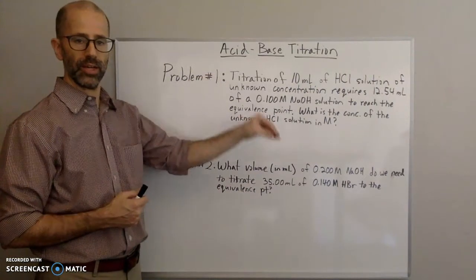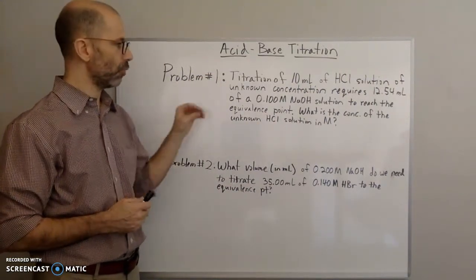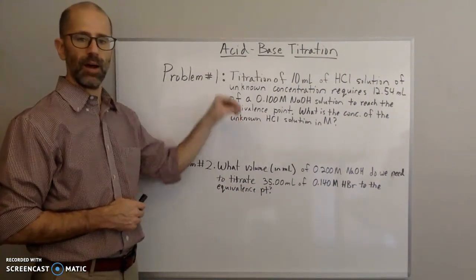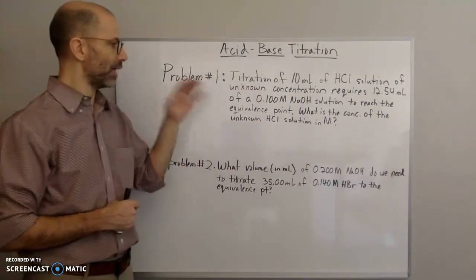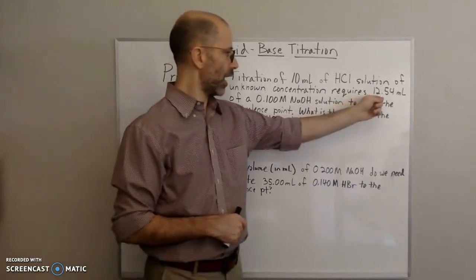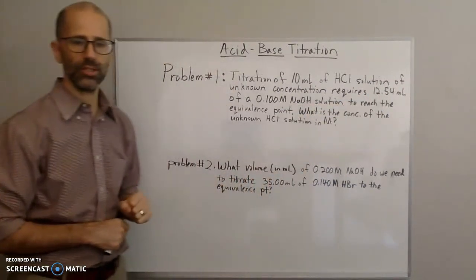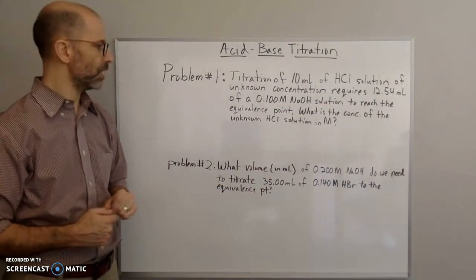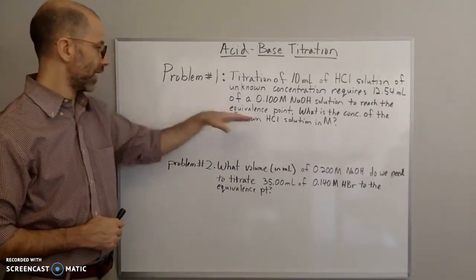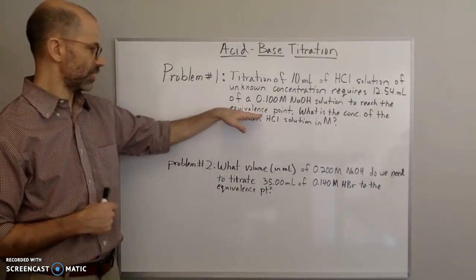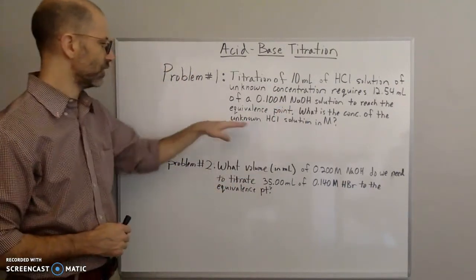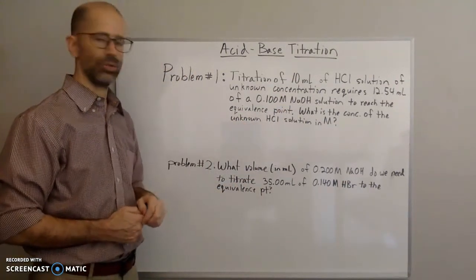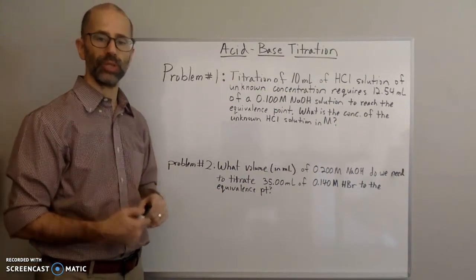So you put in 12.54 milliliters when the color changed. You stopped at the color change and measured the volume and found you added 12.54 milliliters of your NaOH solution. Then you assume that's the equivalence point. And the question asks, what is the concentration of the unknown HCl solution in molarity, moles per liter?